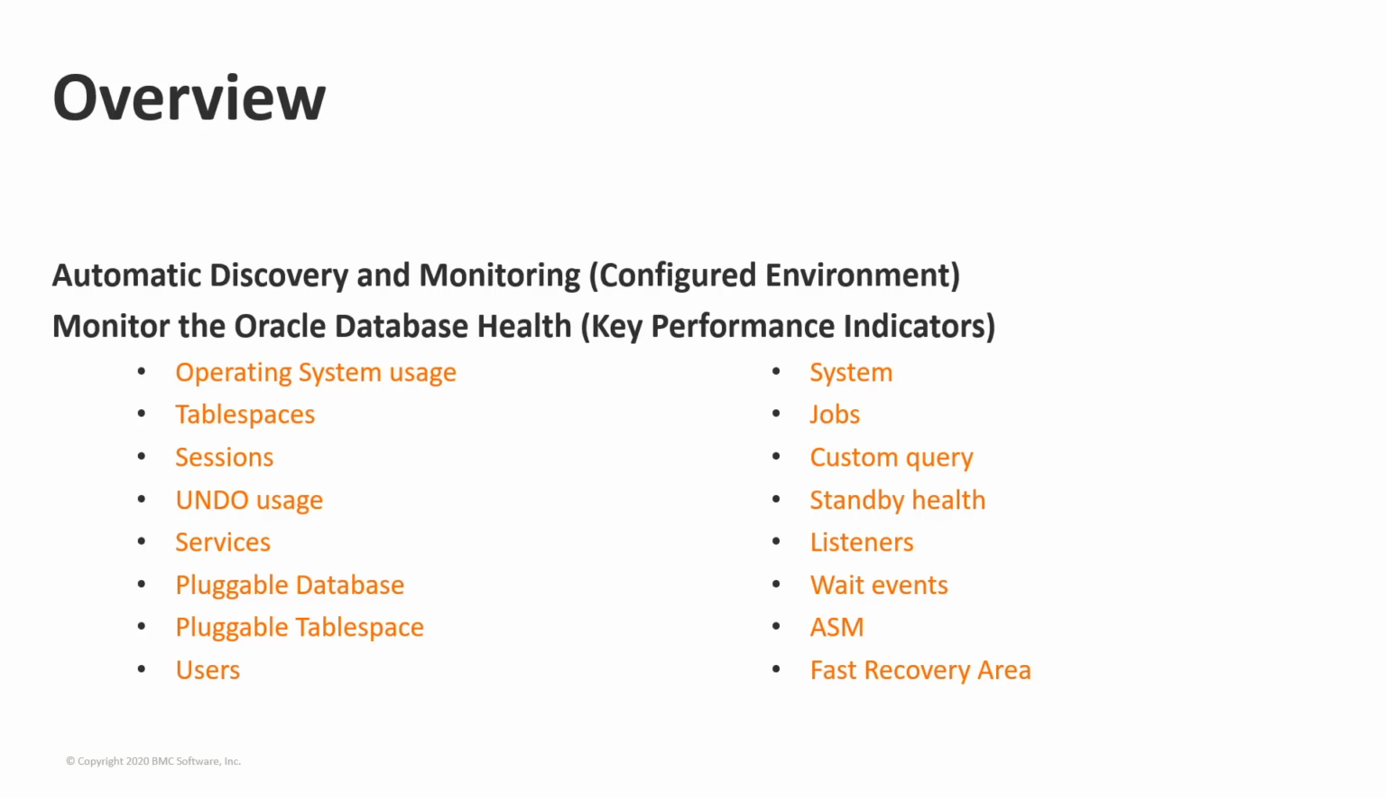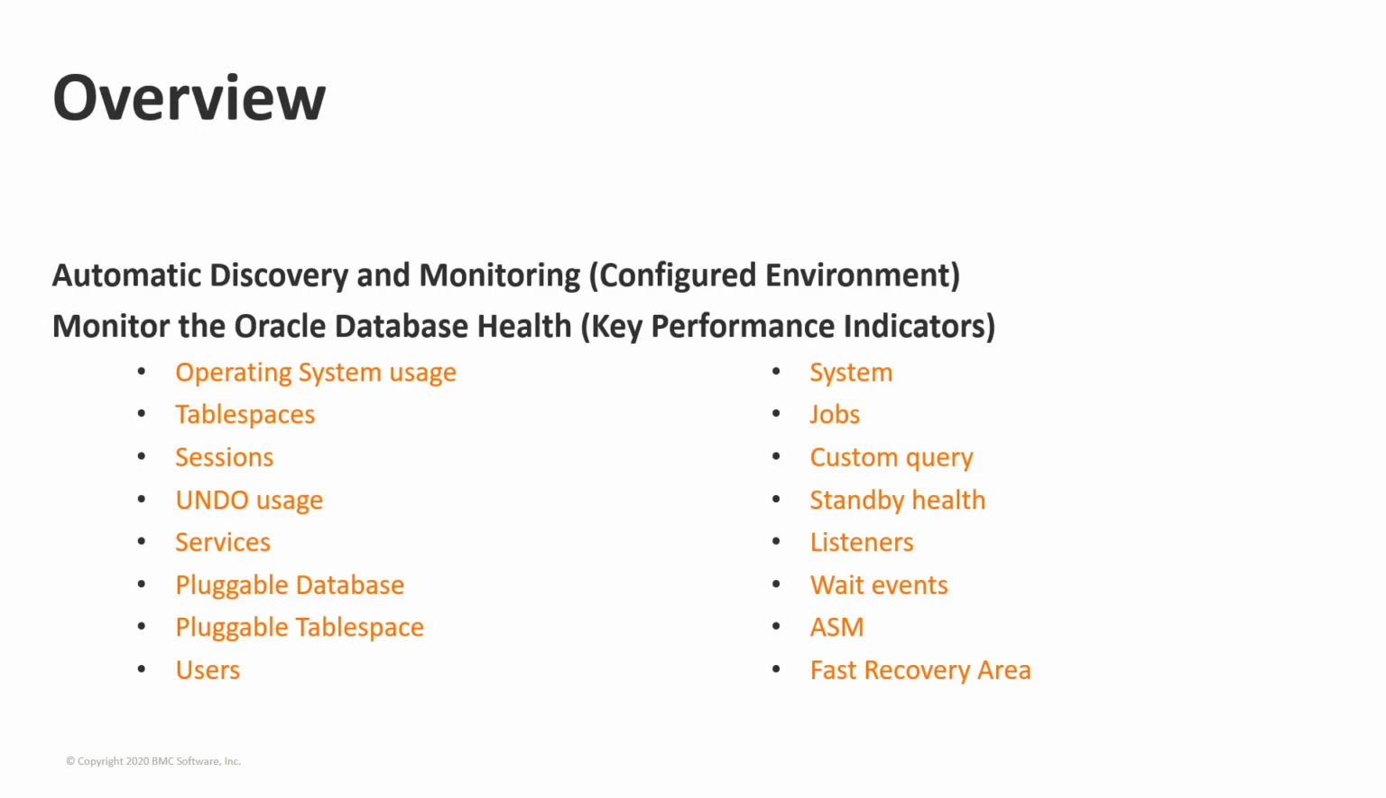The system category monitors the system performance, logical and physical, of the database. Some KPIs are buffer cache hit ratio, which is the current ratio as a percentage of buffer cache hits versus total requests. Also the database wait time ratio. Jobs category monitors the jobs in the database, like active and failed jobs. The custom query category monitors the configured SQL query details like query response time.